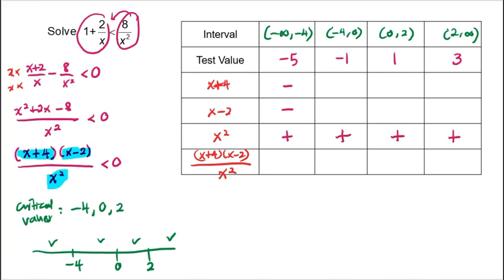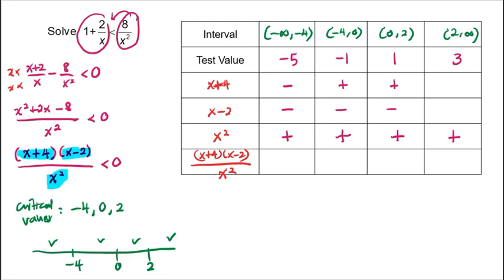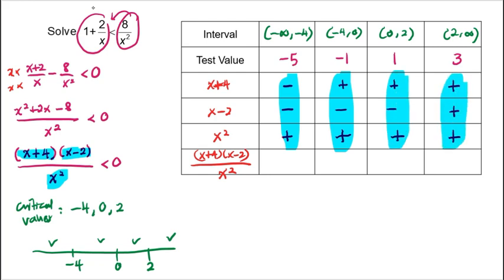Now we substitute with negative 1. Negative 1 plus 4, a positive number. Negative 1 minus 2, negative. 1 plus 4, a positive number. 1 minus 2 will be a negative number. And finally we have 3. 3 plus 4, positive. 3 minus 2, a positive. Therefore we can find the final product by combining all these signs. So we have the first one positive, this one negative, negative, and also the positive part.